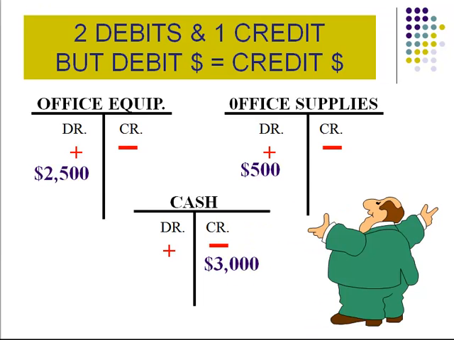So here it is. This is what it looks like after going through the process. We got 2 debits and 1 credit. Again, this is also known as a compound transaction. Just as long as the value of the debits equals the value of the credits, we're still good. So we got the office equipment that we purchased for $2,500, office supplies that we purchased for $500, and we wrote 1 check for $3,000, right? That's what it looks like using T accounts.